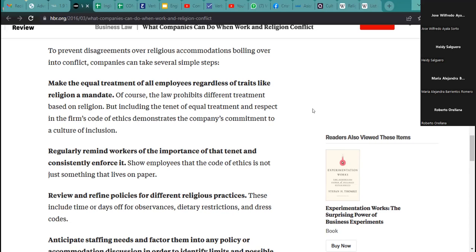Next one. Regularly remind workers of the importance of that tenet and consistently enforce it. What is tenet? Tenet. Does anybody know what tenet is? Can anyone help me? It's not like the movie.